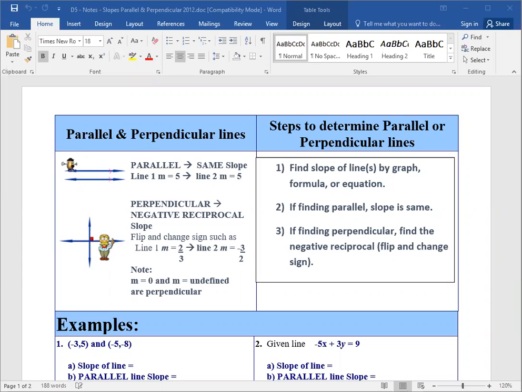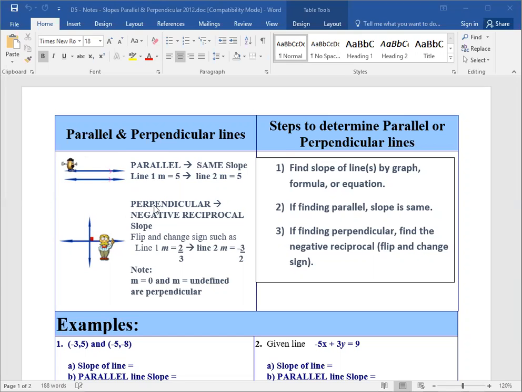We know that parallel lines have the same slope. They have the same slope because there's the same amount of space between these lines. So if the first line up here had a slope of 5, then the second line would also have a slope of 5. They would not be horizontal. Of course, they would be at an angle.